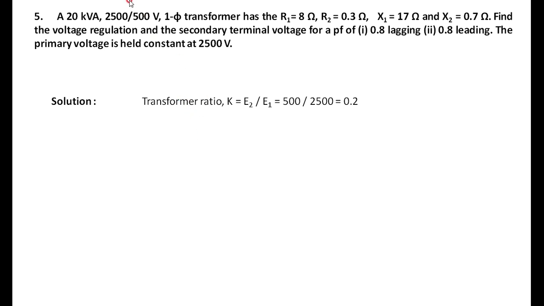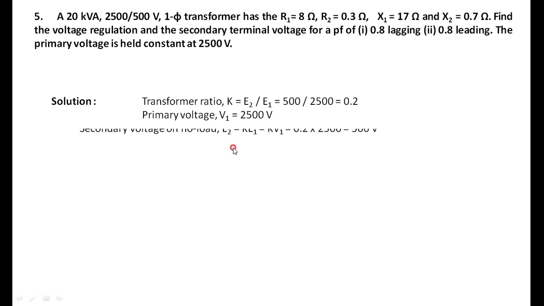the transformation ratio. First, from the given data of 2500/500 volts, find out the transformation ratio. That is nothing but E2 by E1 or V2 by V1, which is equal to 0.2. Then we are interested in the full load current of the primary and secondary. Also, we know that the applied voltage V1 is 2500 volts.